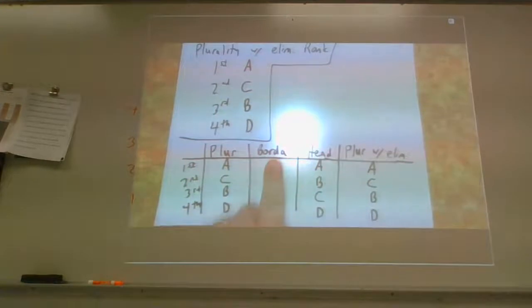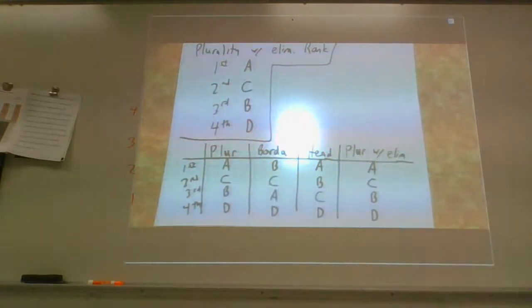So is the Borda count broken? No. The Borda count is not broken. That's the way the results went. And the results reflected the opinion of the people there.